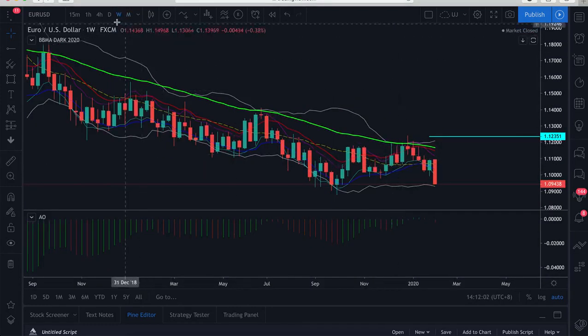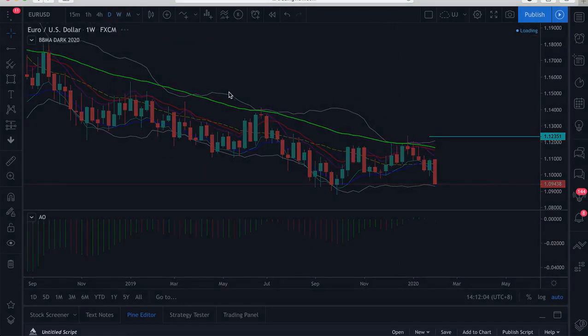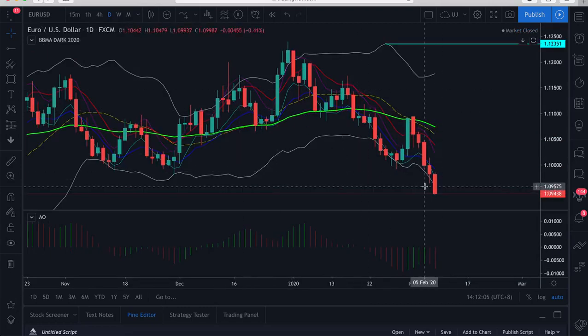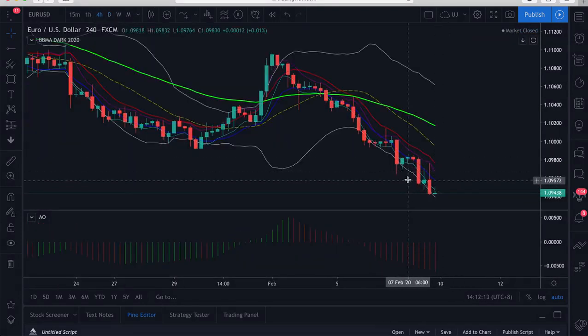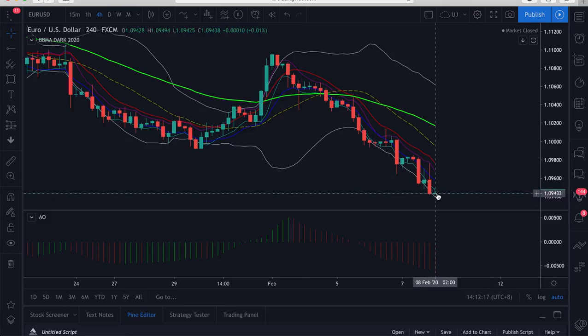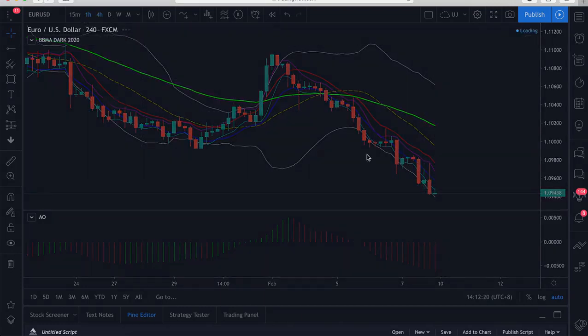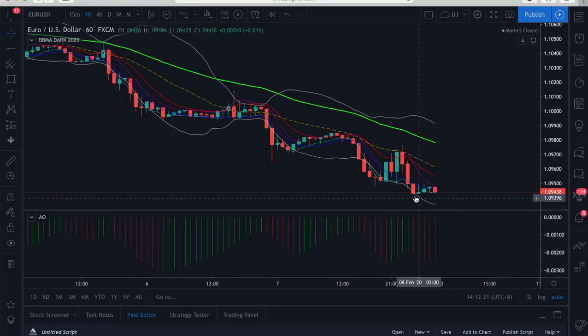MHV on monthly, MHV on weekly, and on daily we can see it's still doing a momentum sell. So we need to check the lower time frame such as H4, and on H4 there was a momentum sell and it made an MHV candle here. On H1 we also see MHV buy, but we haven't seen a momentum buy.